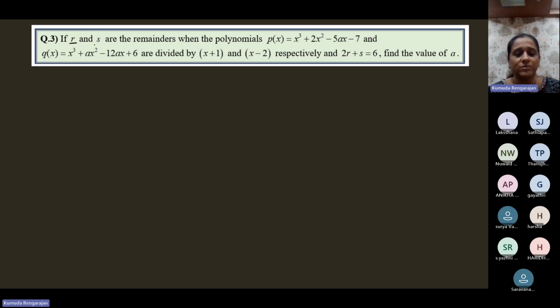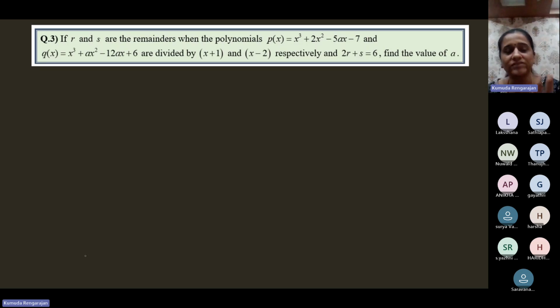Okay, r and s are the remainders, no? So there is some relationship given between r and s: 2r plus s is equal to 6. Now with so much information, find the value of a. I shouldn't say so much. We just have sufficient information to find the value of a.